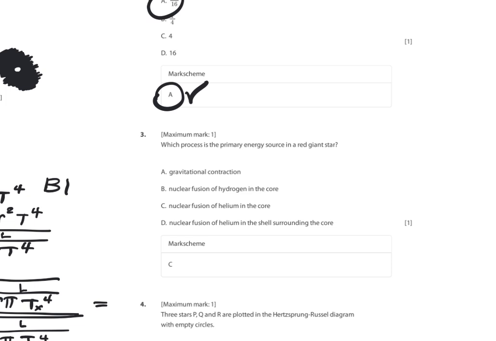Number 3. It says, which process is the primary energy source in a red giant star? We're talking about stars, and the energy source in stars is fusion, so not gravitational contraction. So we have fusion of hydrogen in the core, fusion of helium in the core, or fusion of helium in the shell surrounding the core.